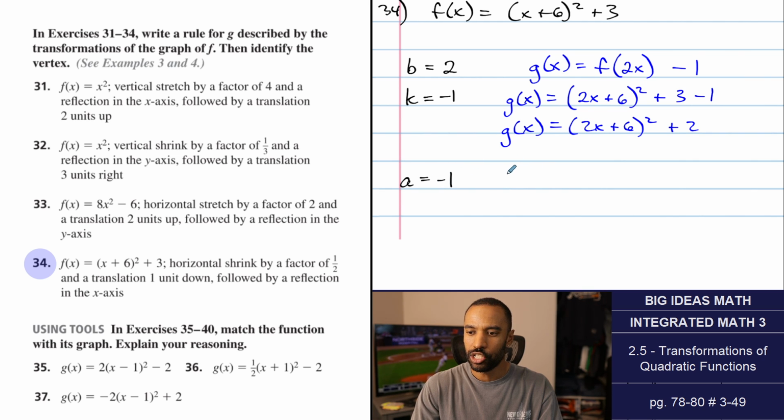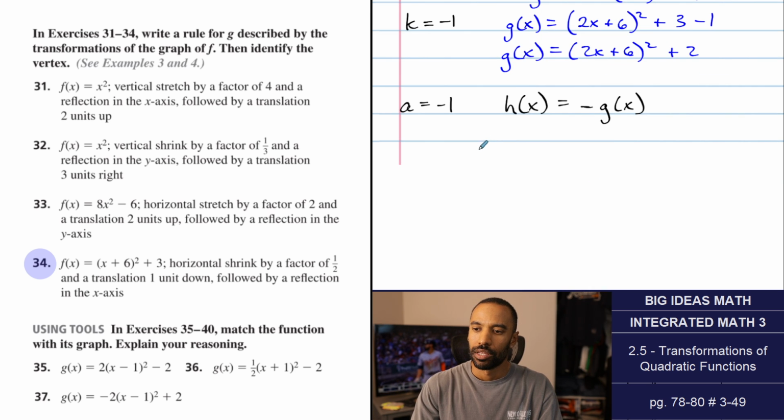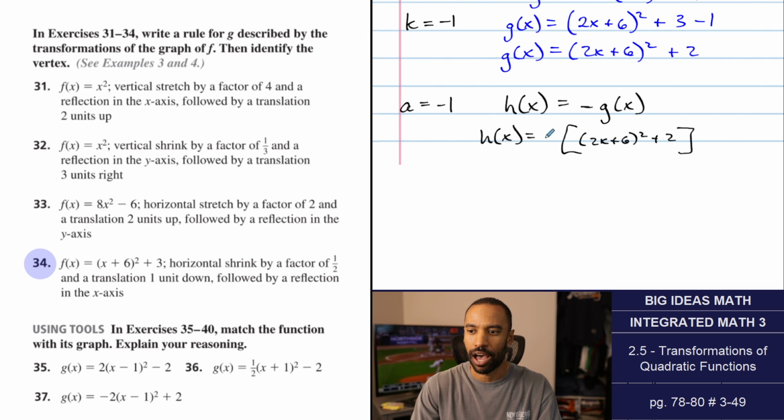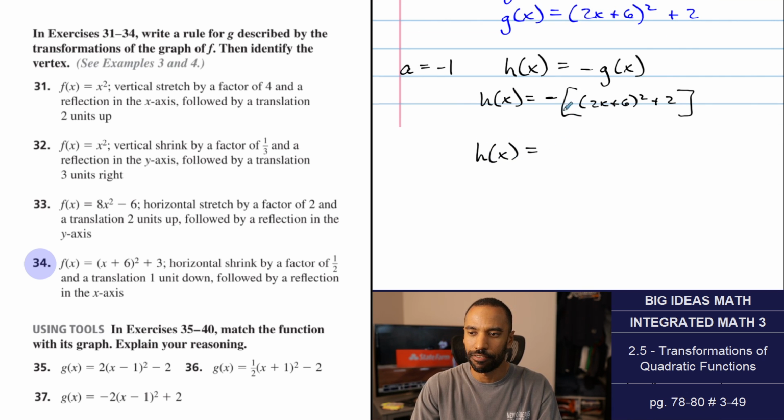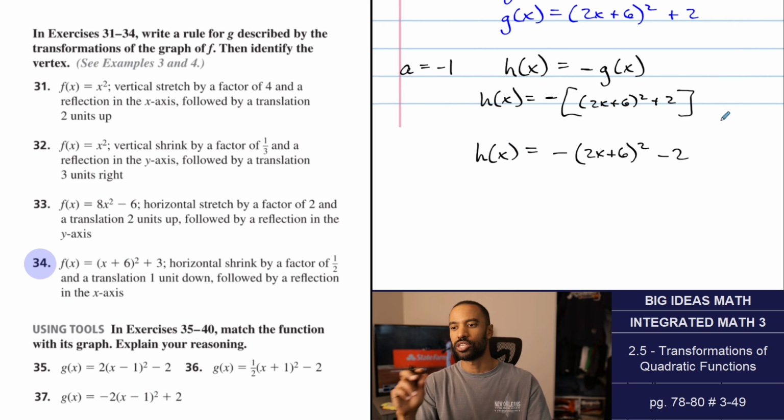So my new h of x, I don't know why I changed the colors back to black, but we're going to take our g of x, whatever it was, and make it negative. We're going to flip it over. So h of x, whatever g of x was, this whole thing, it was 2x plus 6, quantity squared, plus 2. That whole thing we're going to make negative. As far as distribution of that negative goes, the negative will sit outside the 2x plus 6 quantity squared, and then we'll distribute the negative into the 2. We'll get -2 like that. This is an answer.